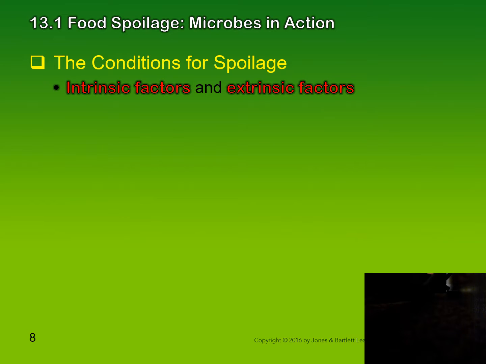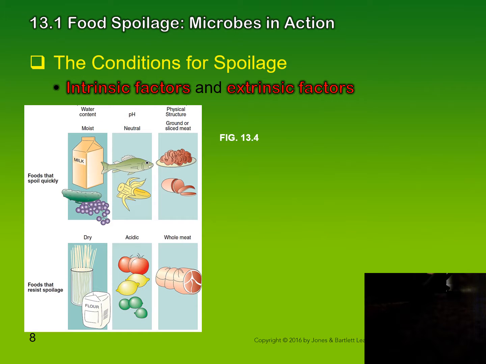So, conditions for spoiling: the intrinsic factors and extrinsic factors. Intrinsic factors are things like the water content, the pH, and the physical structure of the product. Water content can be thought about as how dry something is, and things that are dry are going to be much harder to spoil. There's the example of having some pasta in the background there.